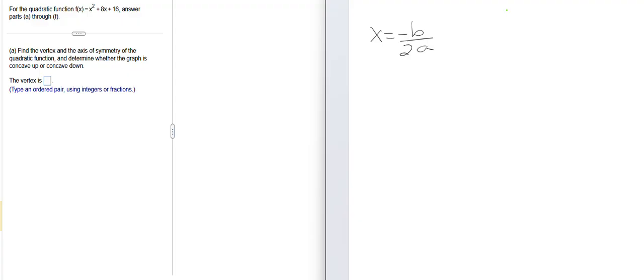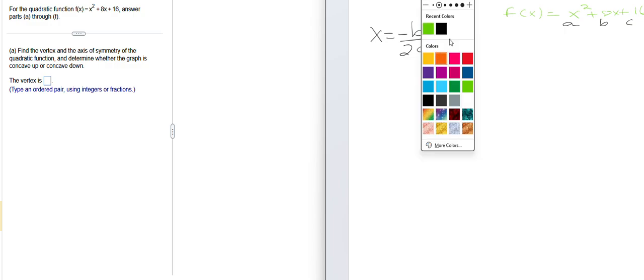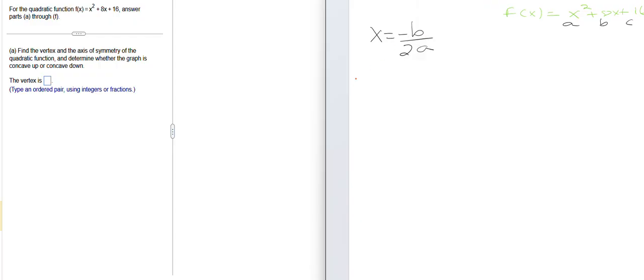Okay, so the function I have is f of x equals x squared plus 8x plus 16. So this is my A, B, and C. I am just going to go ahead and substitute my values. So x equals negative 8 over 2 times 1. Negative B over 2A gives me negative 4. This is the x component of my vertex.